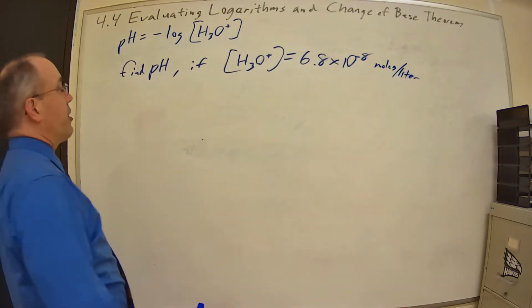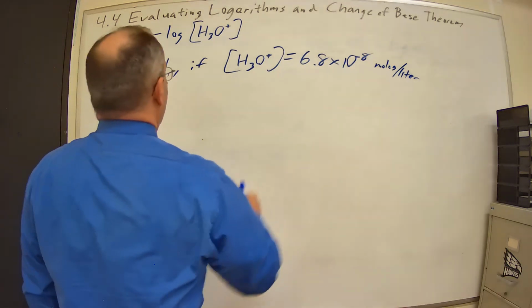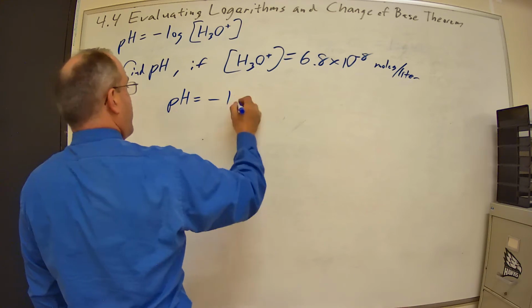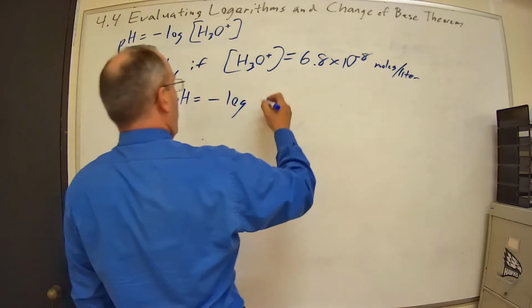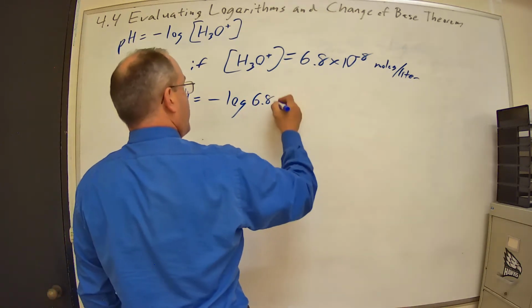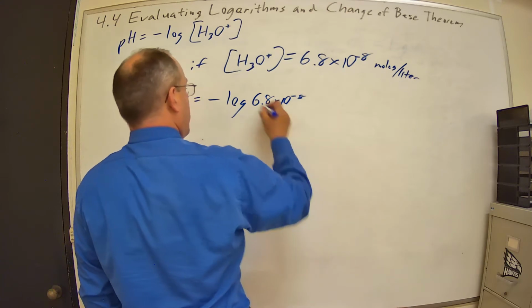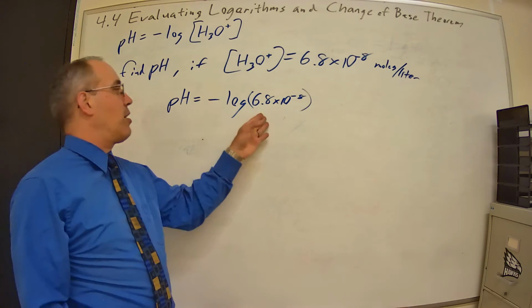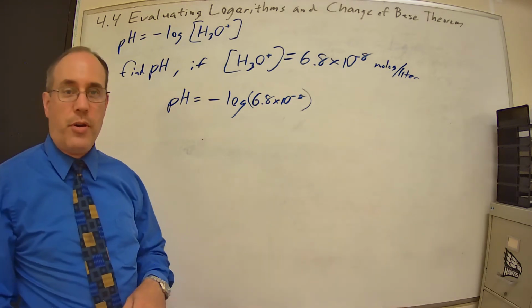Okay, so how are we going to do that? Well, we know the hydronium ion concentration, so we're going to say the pH is equal to the negative log of 6.8 times 10 to the negative 8. And you may want to put that in parentheses just so that you don't just take the log of one part and ignore the other part.